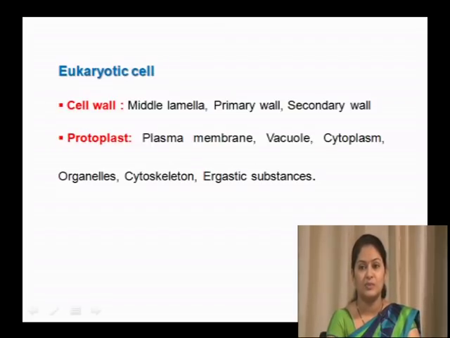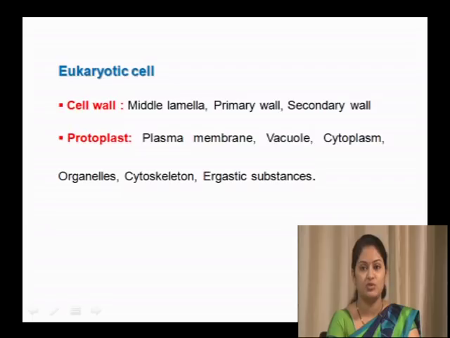Eukaryotic cell is basically classified into cell wall and protoplast. Cell wall is found only in plant cells and a few other organisms. If a plant cell is considered, cell wall can be classified into middle lamella made up of calcium and magnesium pectate, primary wall made up of cellulose, hemicellulose, and pectin, and secondary wall which may be made up of lignin or suberin.